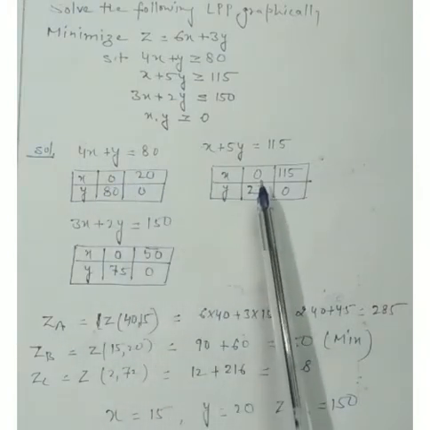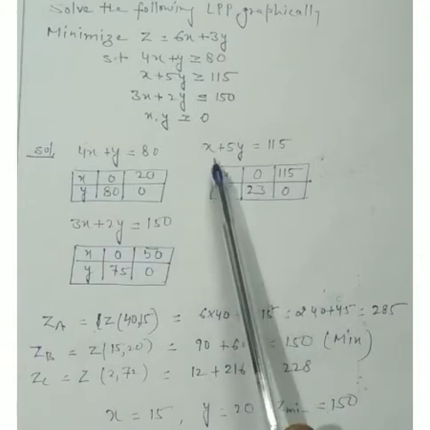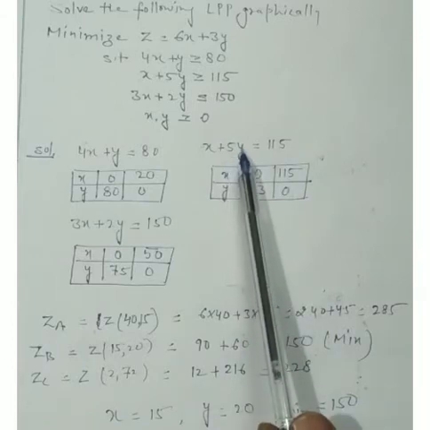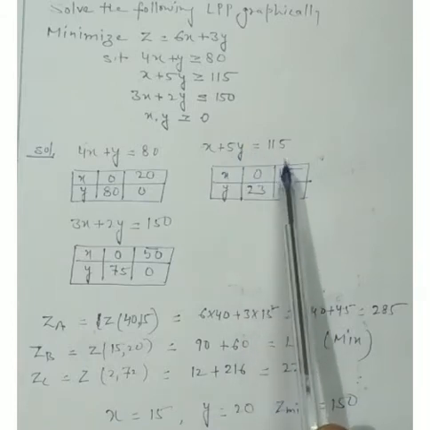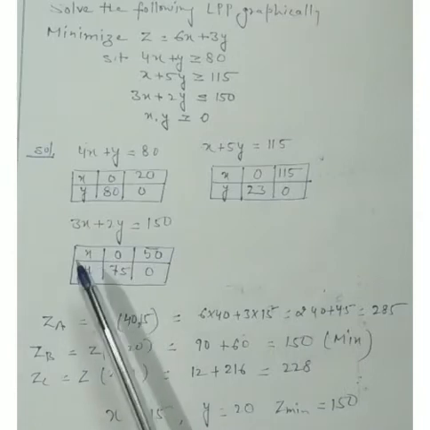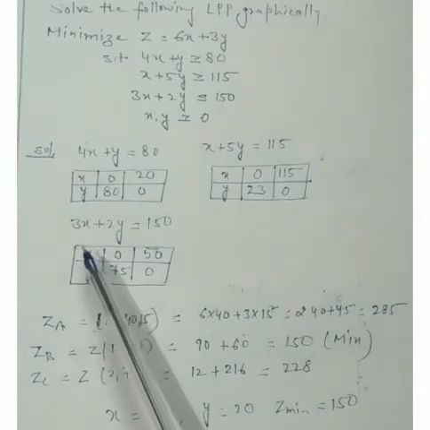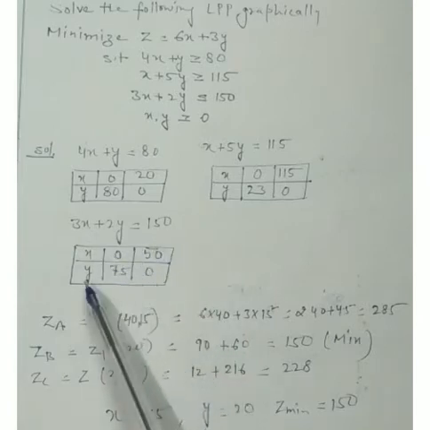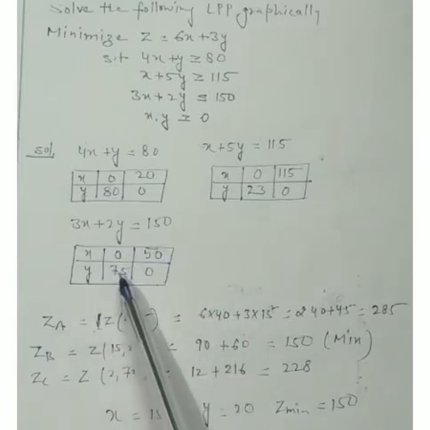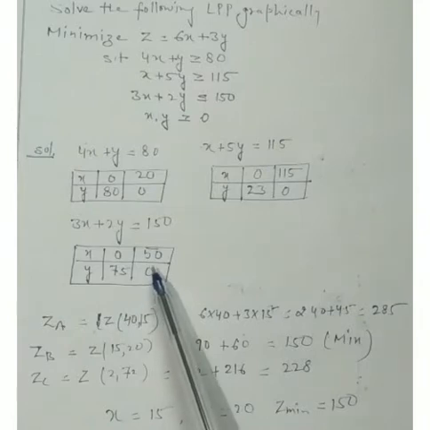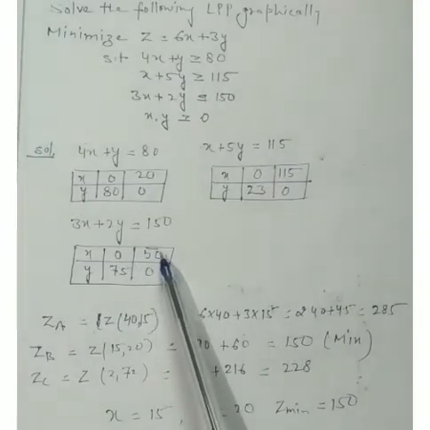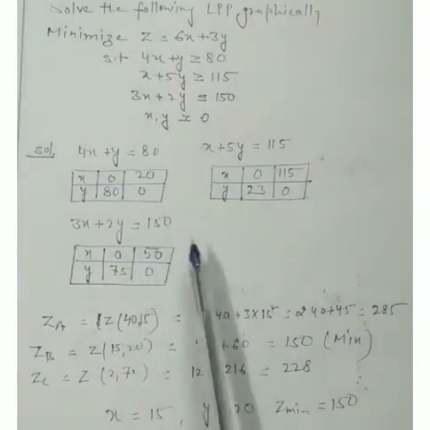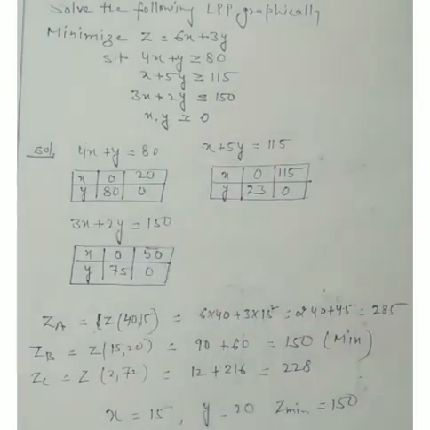Now the table for the second constraint. We put x equal to 0, y is 23. Then we put y equal to 0, x is 115. Then take the third constraint, 3x plus 2y equal to 150. Put x equal to 0, y is 75. And when we put y equal to 0, we get x equal to 50. Now these are the three tables. From these three tables, we have to draw the graph.